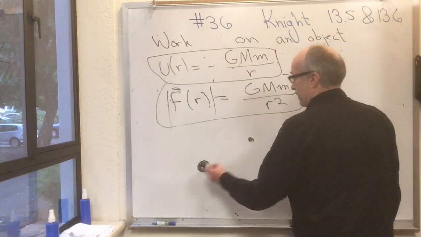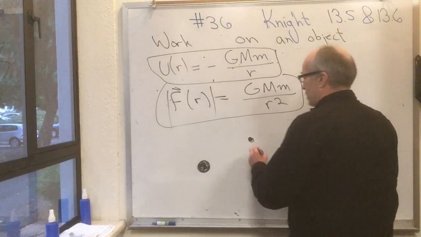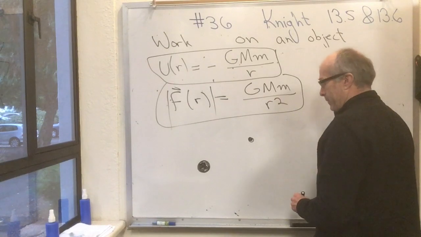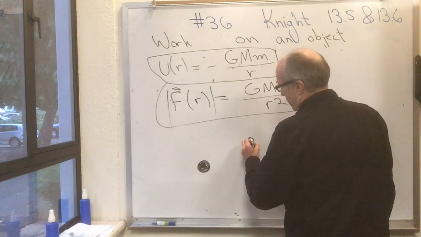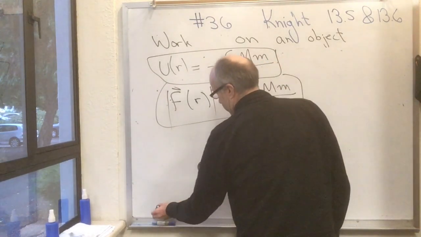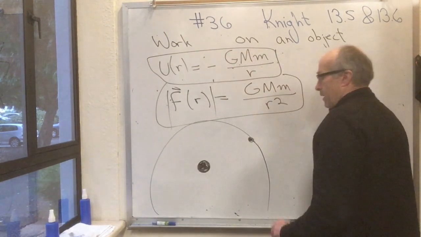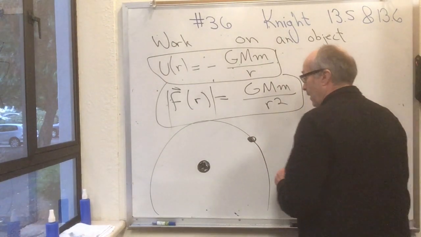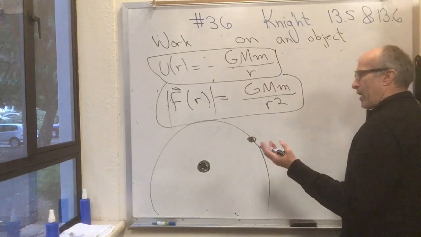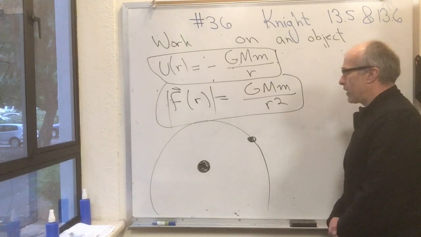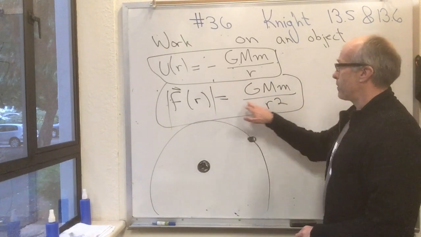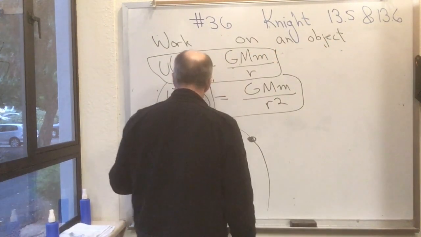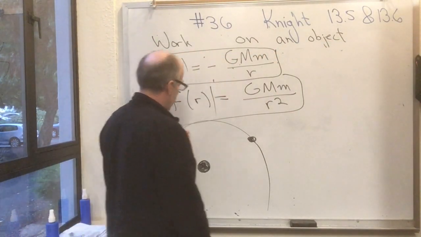Here we have a big mass and a little mass. And let's suppose that this big mass is so large that I don't have to worry about its motion. And meanwhile, I have this little mass that's going around this big mass. So this might be a satellite. And what equations do we have at our disposal? Well, we know that the force between them is GMm over r squared. And we're looking for a solution where things go around in a circle.